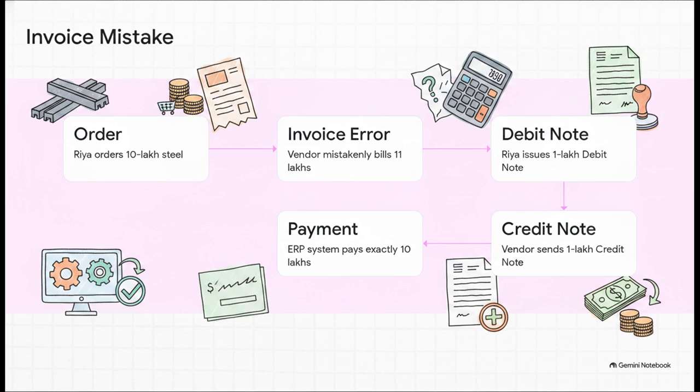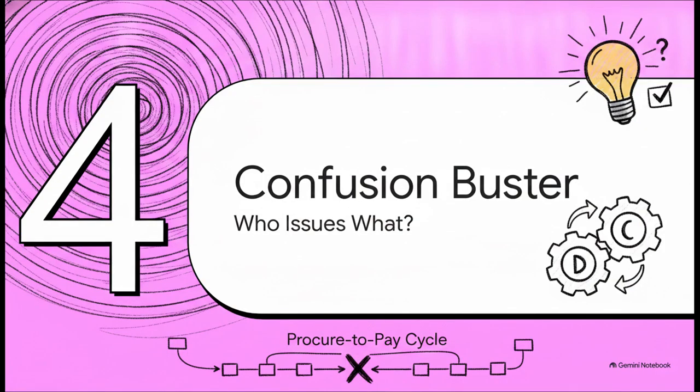And here is where the magic happens. In Step 5, when it's time to actually release the funds, the ERP mathematically merges that original 11 lakh invoice with the 1 lakh credit note, and it automatically pays the vendor exactly 10 lakhs. Beautiful, right? Next up, Section 4, the Confusion Buster.